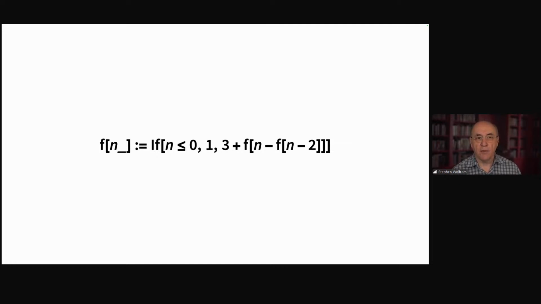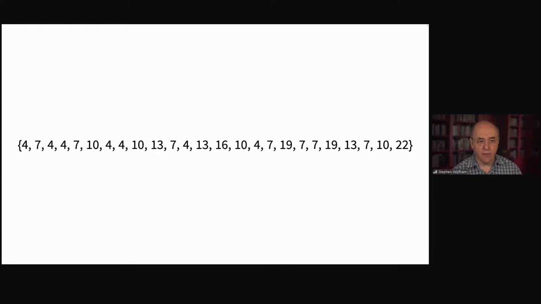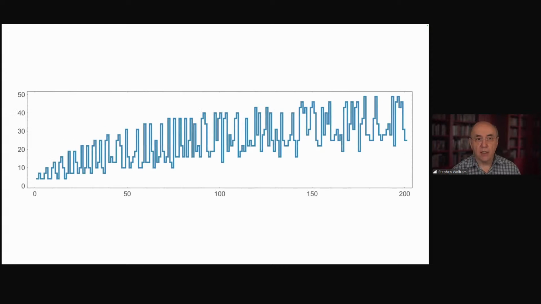So the first few values for F of n generated from this definition are here: 4, 7, 4, 4, 7, 10, 4, 4, 10, 13, 7, etc., etc., etc. If we continue that a bit further, we get this picture here. How are these values actually computed?